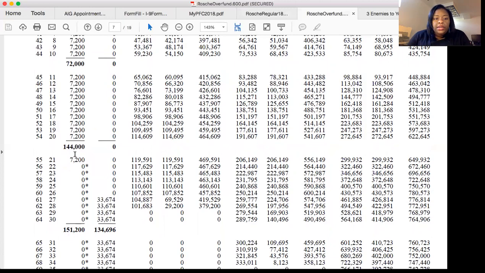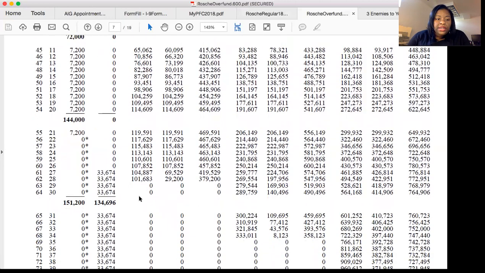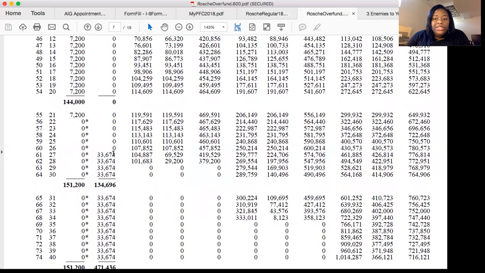Okay. And what you'll notice at 55 is that in the account is $299,932. So that's a nice little chunk of change. And my death benefit has moved up to $649. My goal is that at age 60 I will retire and I will utilize this money. So I'm going to be taking money out.